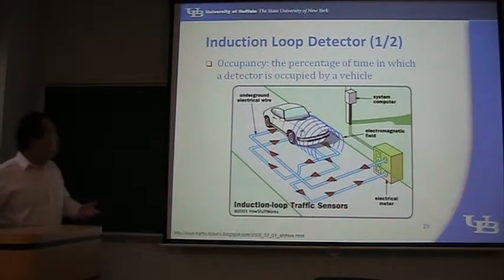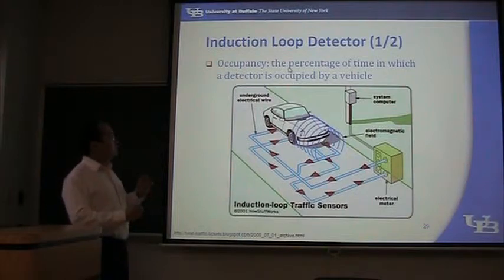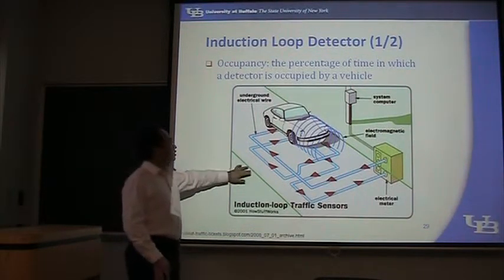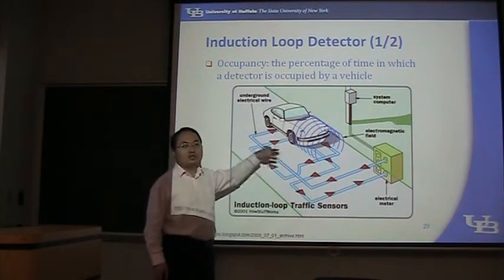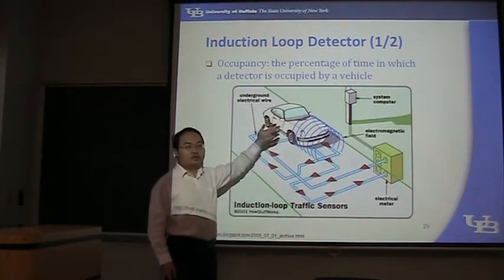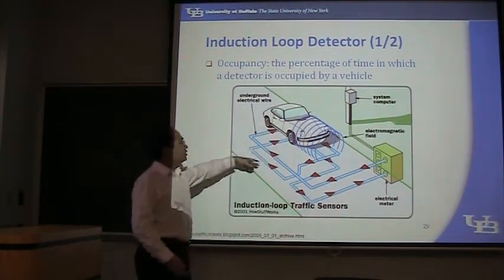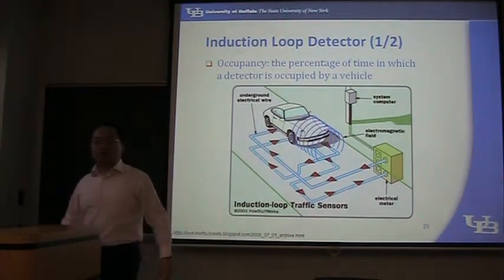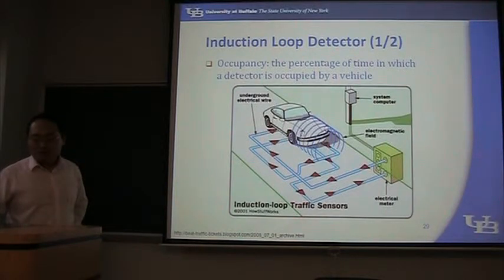And after understanding this loop detector, we will be able to understand a new term called occupancy. So in traffic engineering, occupancy means the percentage of time in which a detector is occupied by a vehicle. When a vehicle is above this, we say this detector is occupied. When there's no vehicle above it, we say it's not occupied. Occupancy is defined by the percentage of time that this loop is occupied. So this is a new term called occupancy. I want you to know.